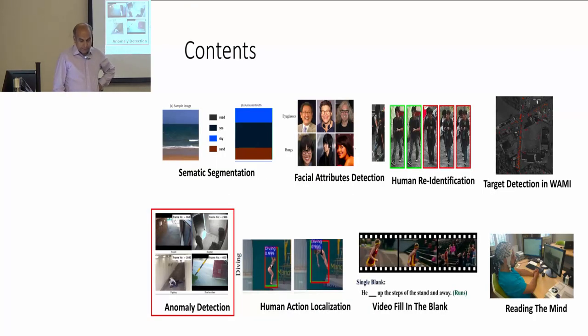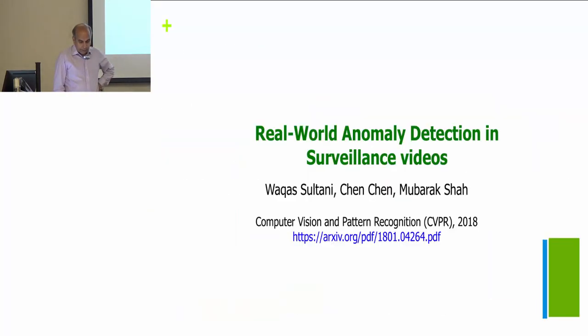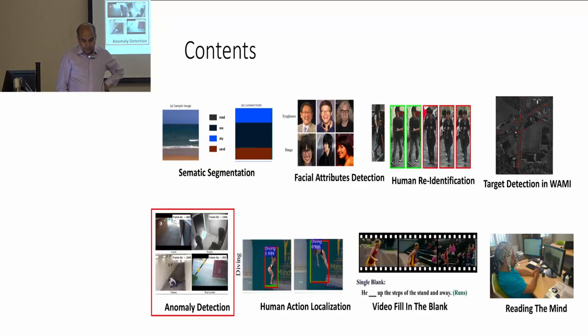Okay, so then the next one, we're going to talk about how we can detect anomaly. This is also something we'll present in CVPR.